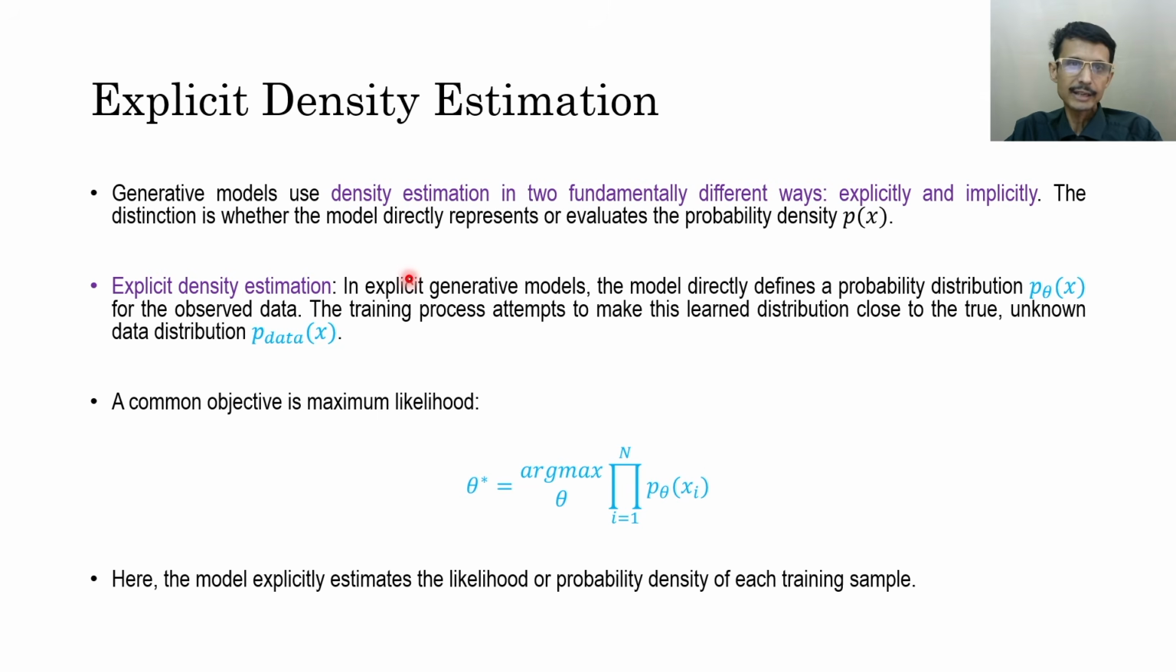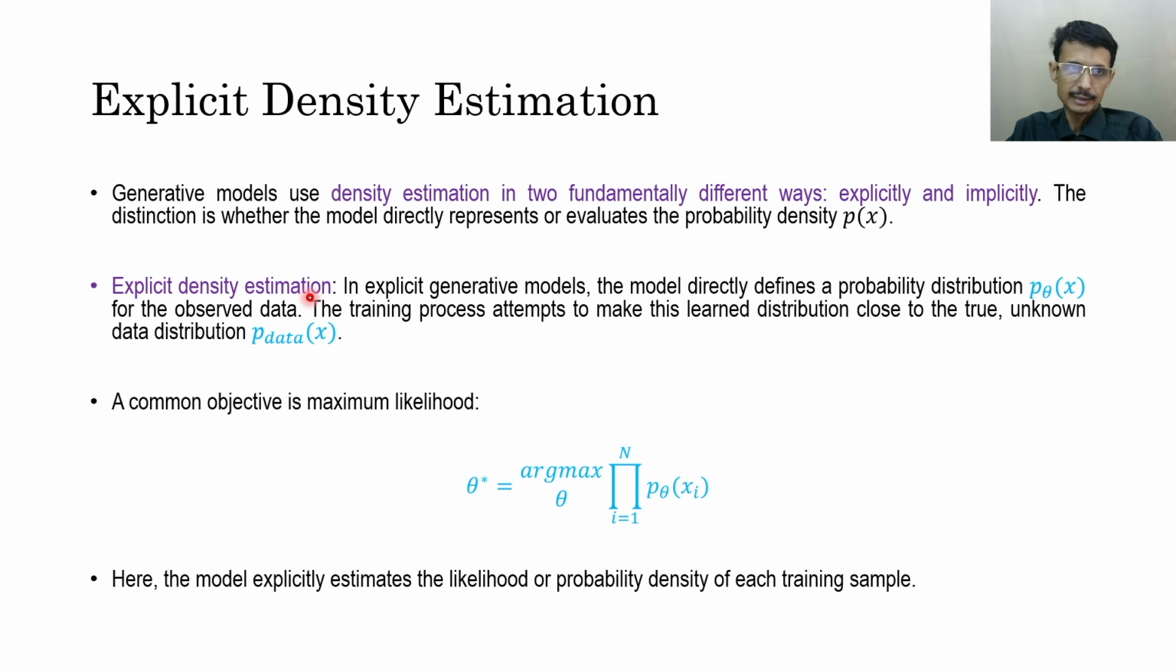Now, try to understand what we mean by explicit densities. Generative models use density estimation in two fundamentally different ways, explicit or implicit, that we have seen before. The distinction is whether the model directly represents and evaluates the probability density P x or not.